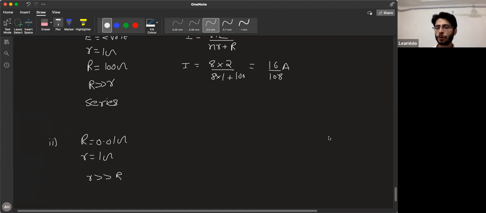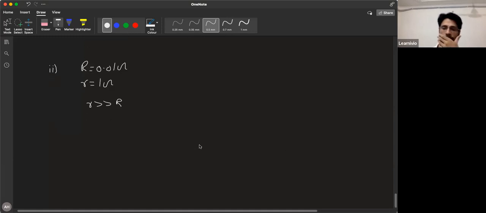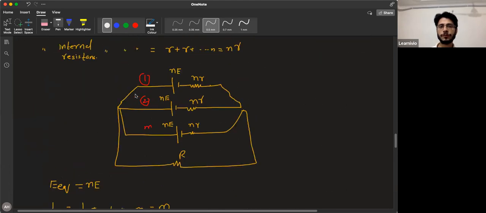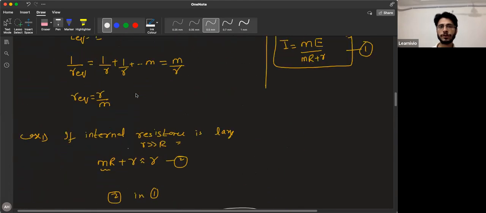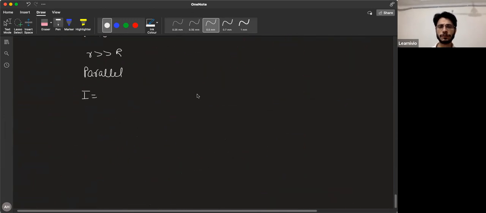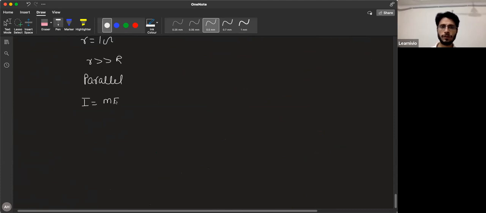Miraj, which grouping would you prefer if internal is large as compared to external? The parallel group. We prefer parallel grouping. In parallel grouping, this was the expression of current: ME by (M into capital R plus small r).